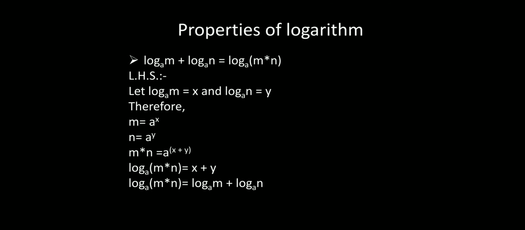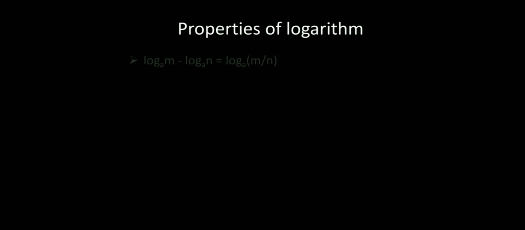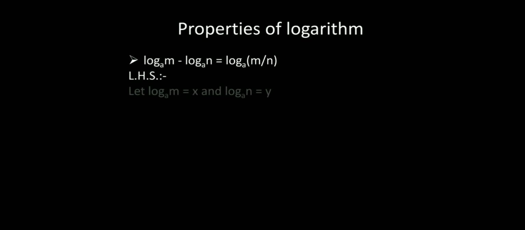Okay, so log m into n to the base a. Why am I writing log m into n to the base a? I am just converting the equation m into n is equal to a power x plus y into the form of logarithm, and I am getting log m into n to the base a is equal to x plus y. And further you can say that x is equal to log m to the base a and y is equal to log n to the base a, and you will get the same thing from which we started solving.